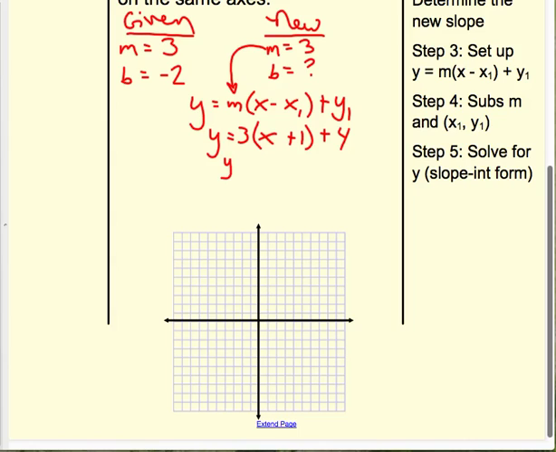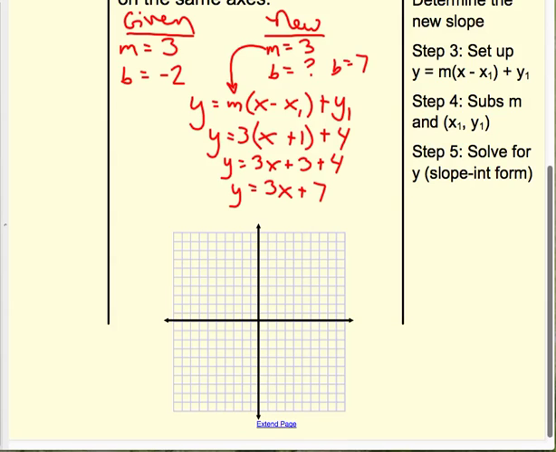So we distribute our 3, and then simplify, combining our like terms. So we discovered that our y-intercept is 7, the new y-intercept. The last piece, we're going to graph both of these lines on the same set of axes.